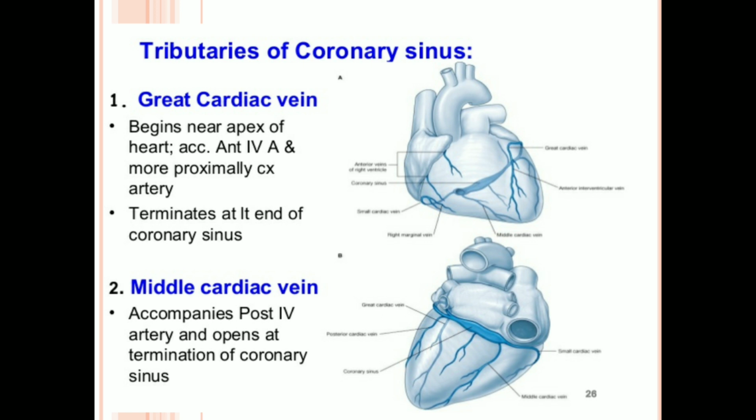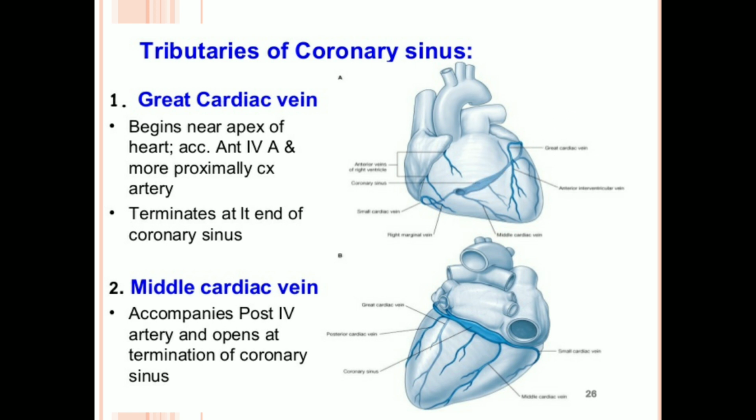This is the great cardiac vein. It begins near the apex of the heart and accompanies the anterior interventricular artery, which is the branch from the left coronary artery. Proximally it terminates at the coronary sinus.